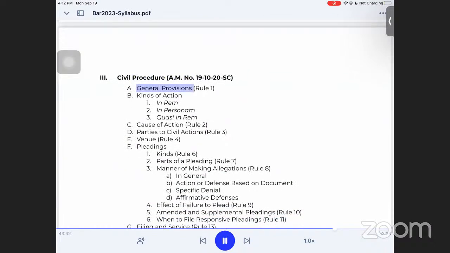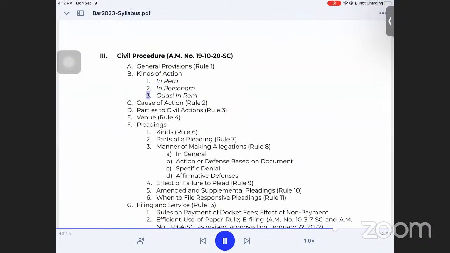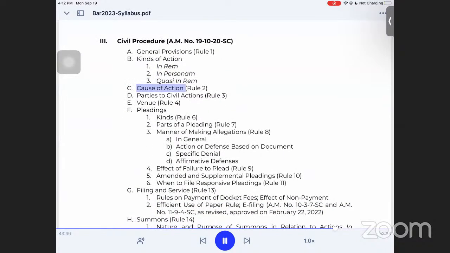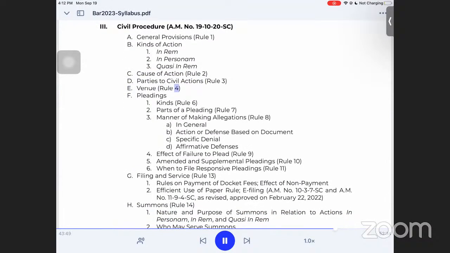A. General Provisions, Rule 1. B. Classification: 1. In rem, 2. In personam, 3. Quasi in rem. C. Cause of action, Rule 2. D. Parties to civil actions, Rule 3. E. Venue, Rule 4. F.